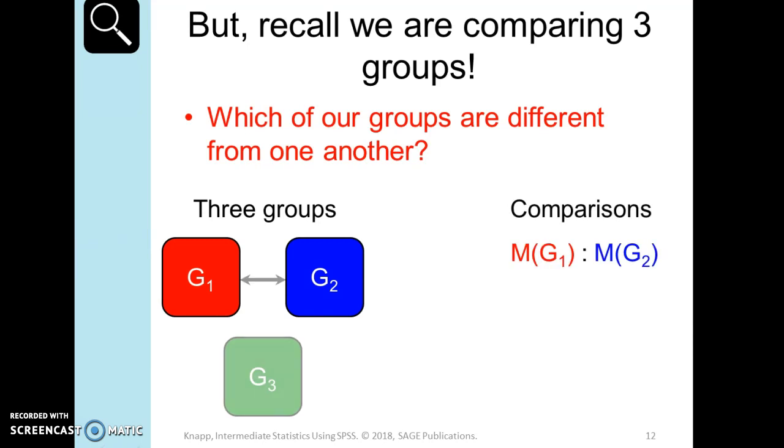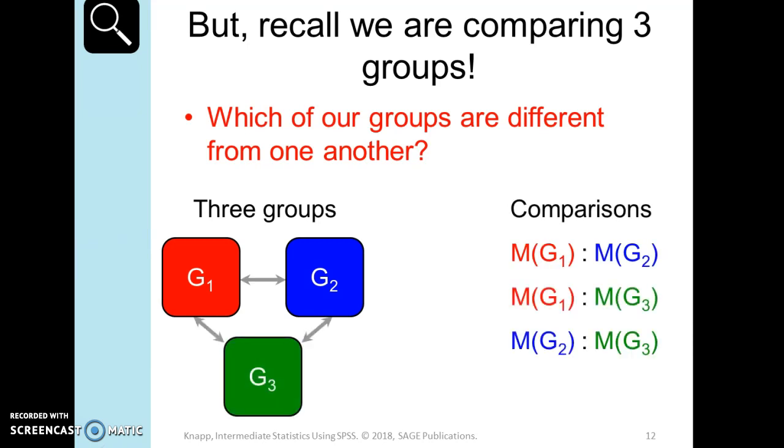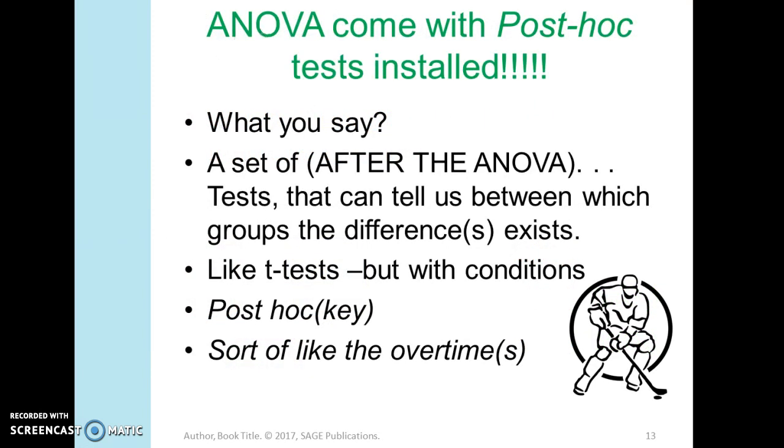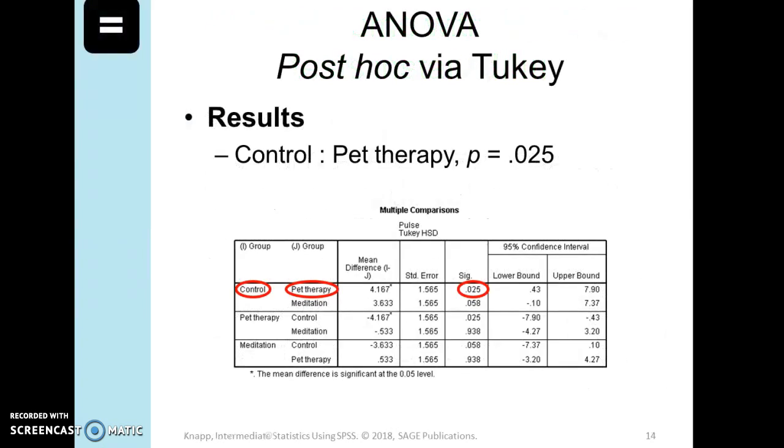So what we've got to do is figure out a way to test only 2 groups at a time and find out what those are. Well, those are called post-hoc tests, tests that are performed after the original test. And I think of it like the overtime in a hockey game. They're like t-tests, but they're going to be called something else. The names are either going to be a Tukey test or a SIDAC test, and we're going to perform post-hoc test. So here's the post-hoc test, and it's done via Tukey.